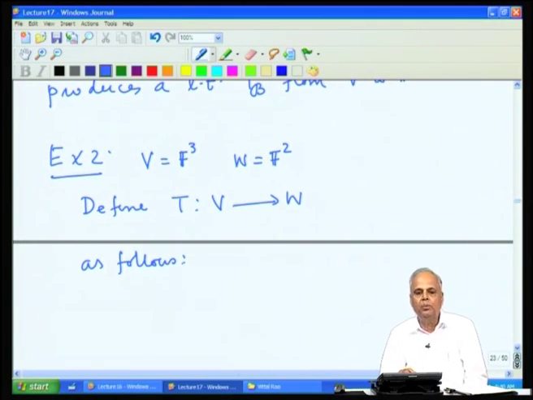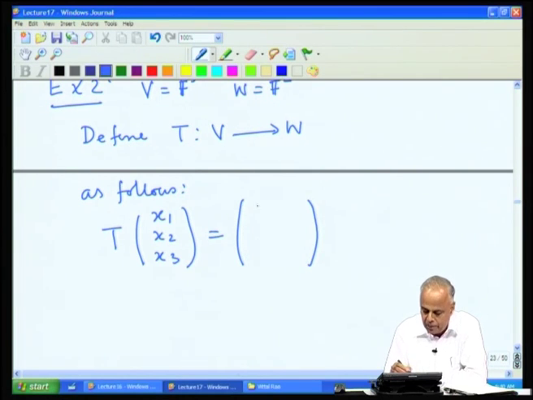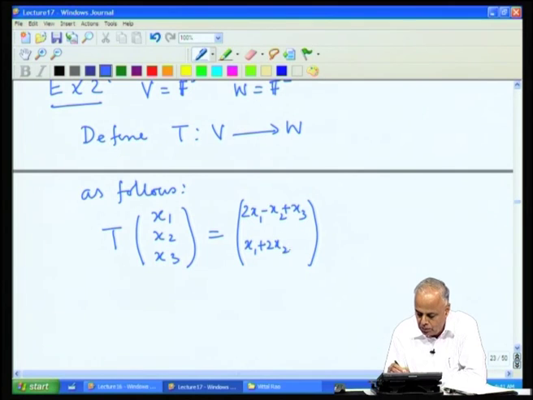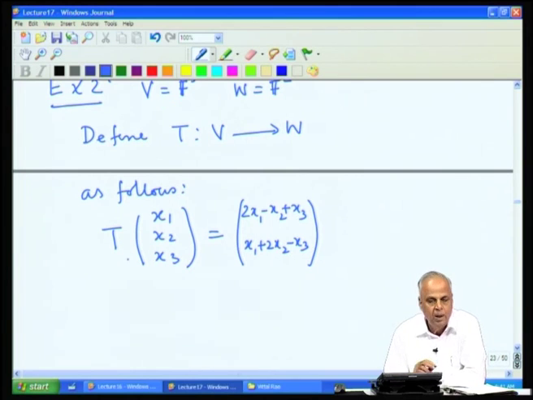Now, what should T do? T should take vectors from V and convert them to vectors in W. Vectors in V are in F^3, so they have 3 components x1, x2, x3, and it should convert them to 2 component vectors. So, T must take a 3 component vector and convert it into a 2 component vector. So, let us say it is (2x1 - x2 + x3, x1 + 2x2 - x3).